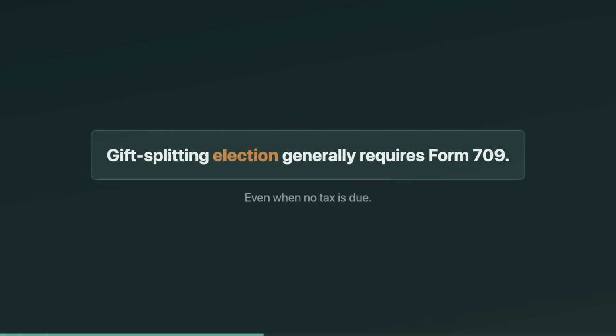Trigger number 2. Gift splitting with a spouse. Even if each recipient is under the annual limit, the act of splitting gifts generally requires a Form 709. The return is how you make the election. This is a classic EA exam twist. No taxable gift, but still a filing requirement because an election is being made.